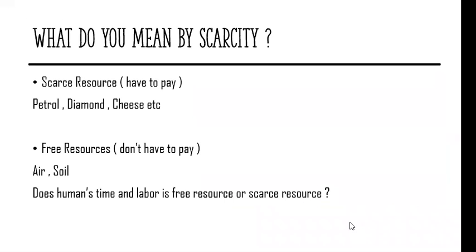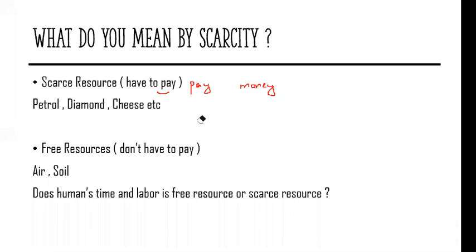We talk about resources. We have two kinds of resources: scarce resources, for which we have to pay, and free resources, for which we don't have to pay. Now, what is the meaning of pay? If we talk about payment, is it necessary that we pay by money, or pay in the form of money? Payment can be of any form, right, everyone?